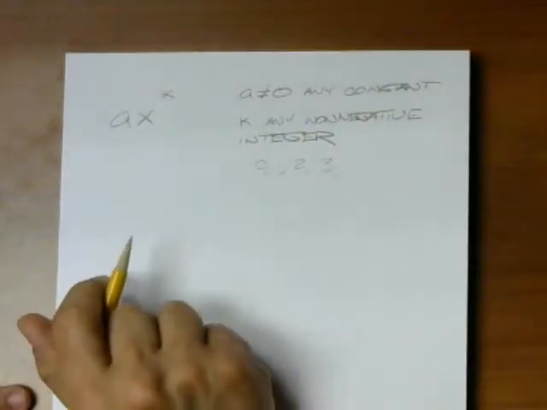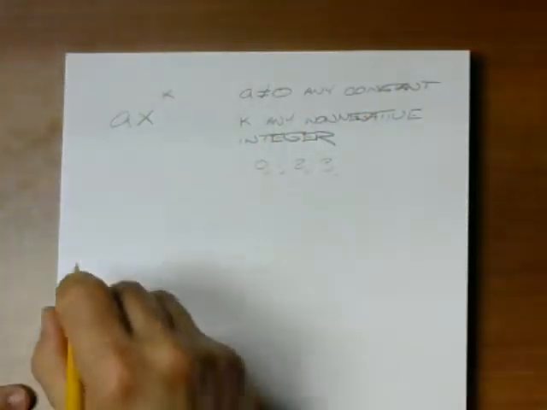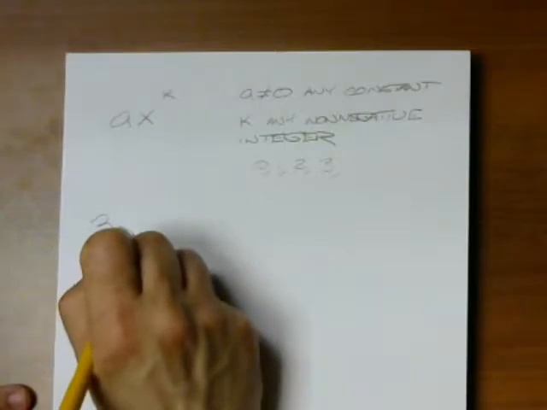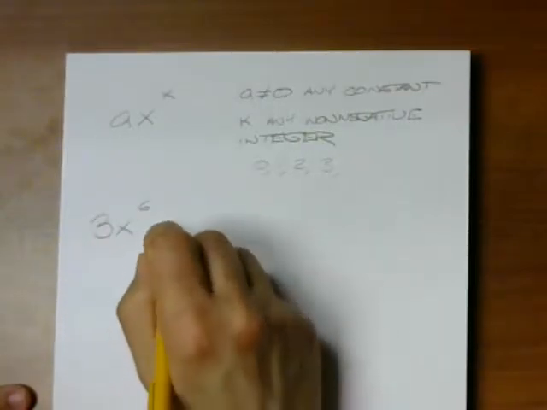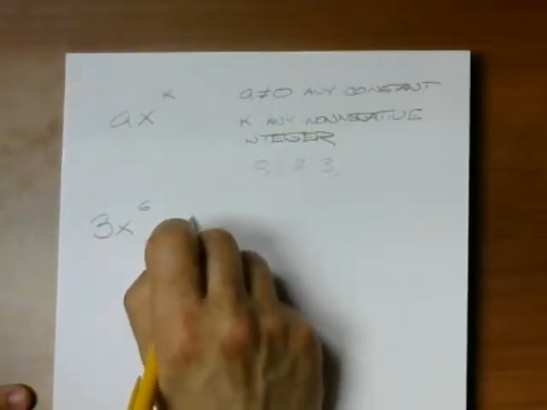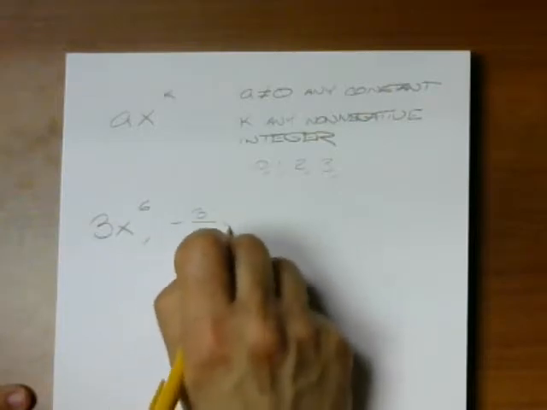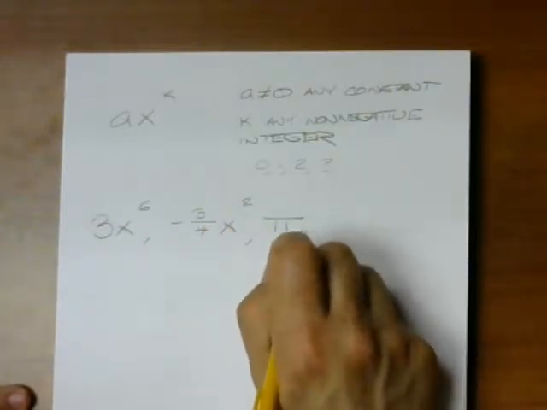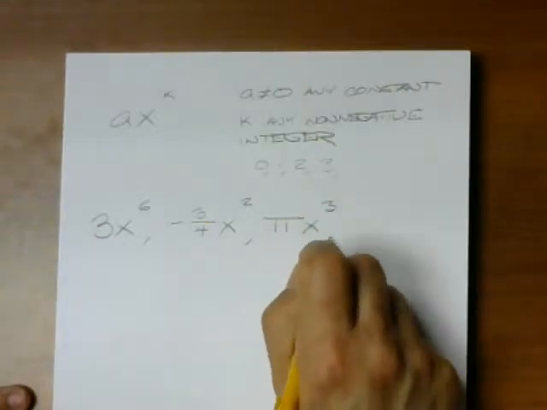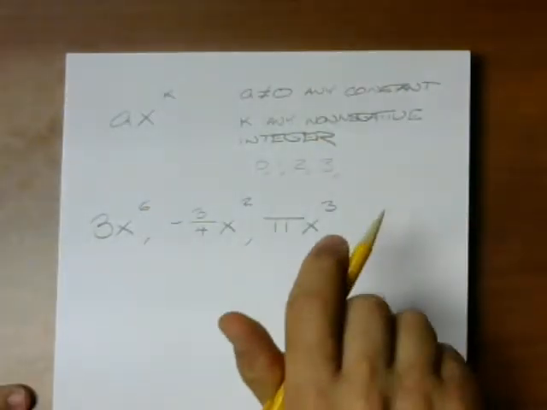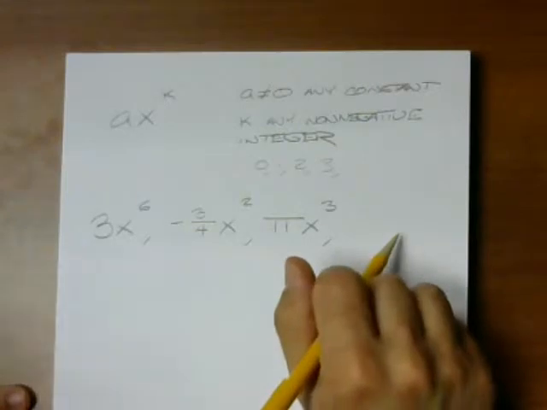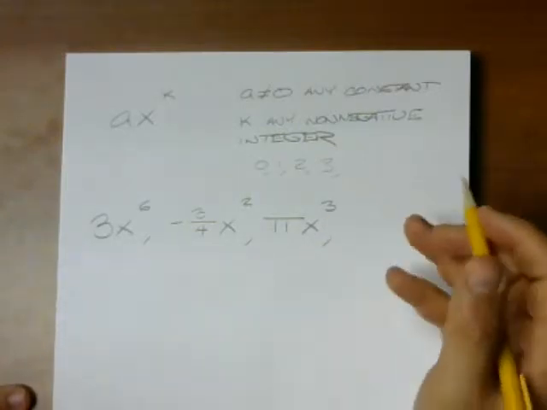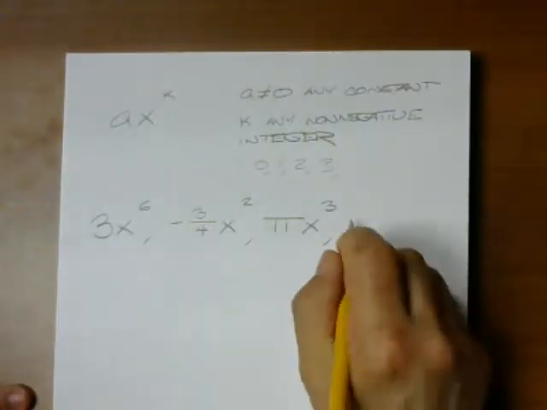So for some examples of monomials, we can take something like 3x to the 6th, or we can take something like -3/4 x squared, or we could even have something weirder like pi x cubed. Maybe that's weirder. I don't know. Maybe that's not. It's up to you to judge. But we could also have something like 7.